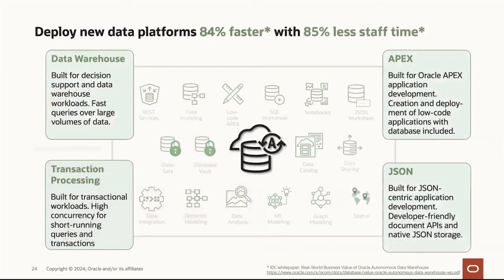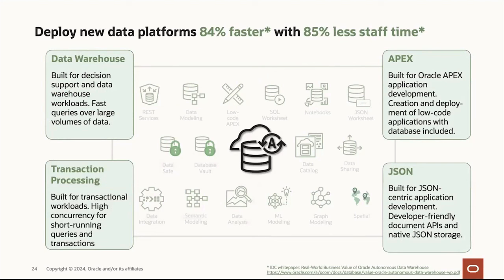All right, so I mentioned that we have different workload types supported by an autonomous database. So we'll go over the 4 different types here. On the left, we have data warehouse, and this will be for columnar formatting, and it will be optimized for data warehouse, data marts, data science, or analytical applications.